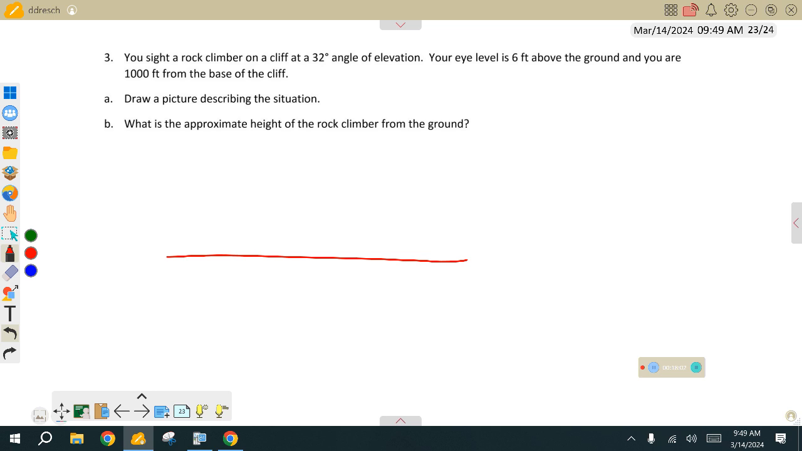You've got yourself a rock climber on a cliff. Now we do have a new piece of information here today. It's going to change things around ever so slightly. You're 1,000 feet away from the base of the cliff. So there's my cliff. We're going to go for a little bit of plateau there.